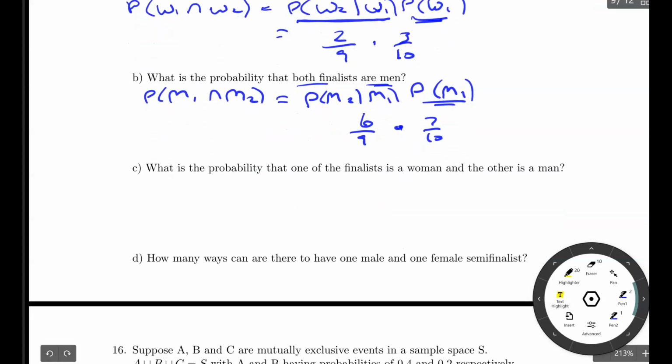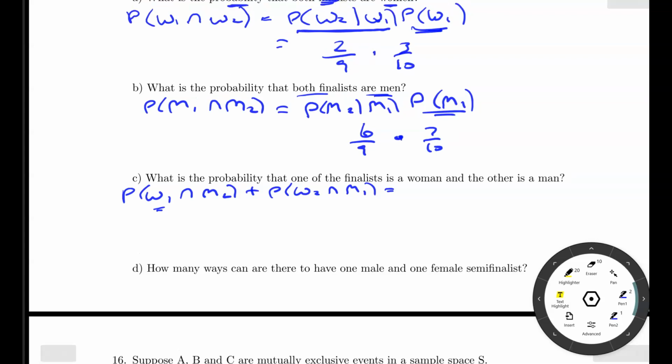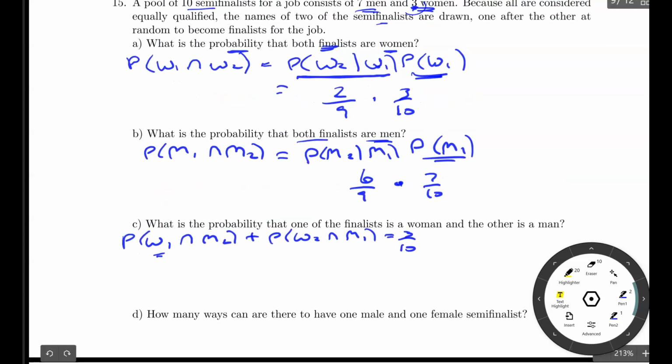All right, what's the probability that 1 is a woman and 1 is a man? All right, so I've got the probability that the first one's a woman and the second one is a man, or the probability that the second one is a woman and the first one is a man. Okay, so let's do the first one is a woman. So if the first one's a woman, that means I have 3 out of the 10. And then the second one is a man, so that means I have 7 out of the 9 left to pick from, right?